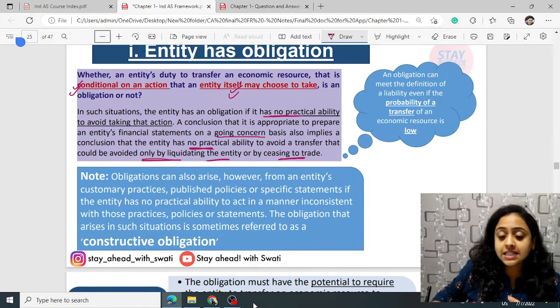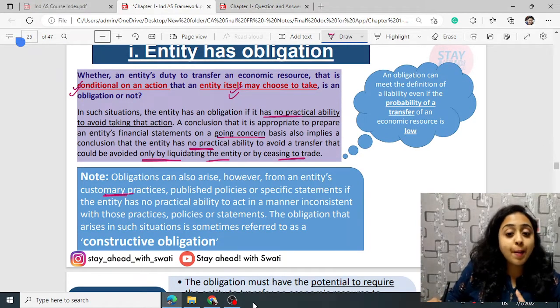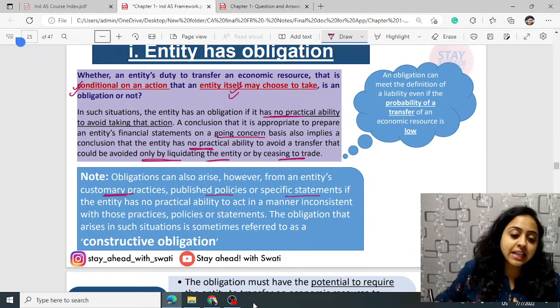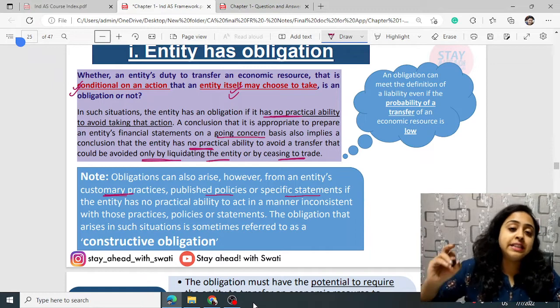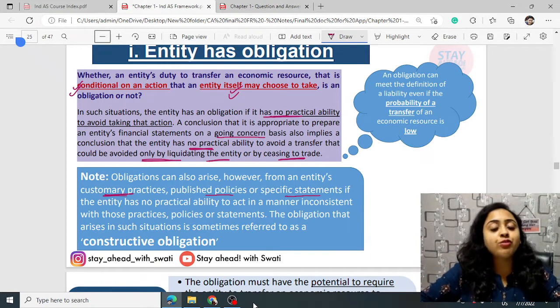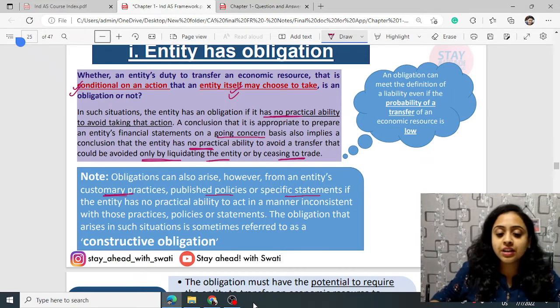An obligation can arise, however, from an entity's customary practices, published policies and specific statements, if the entity has no practical ability to act in a manner inconsistent with what has been dealt in. They have to act in the manner they have promised. They have contracted. This is known as a constructive obligation. Learn this, I have told you previously as well.